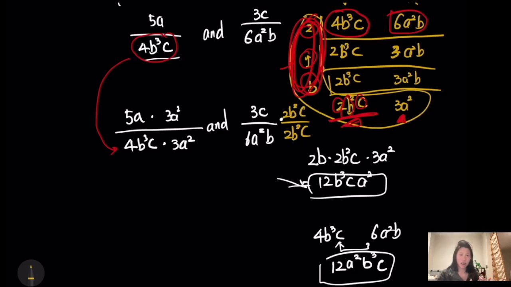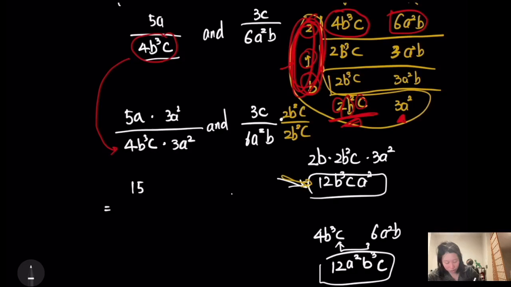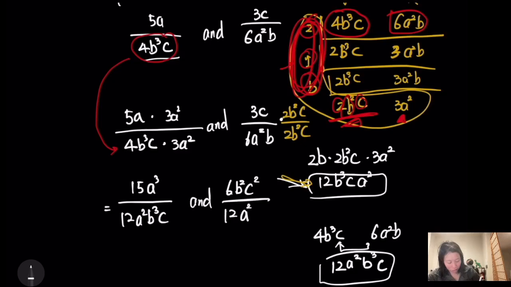If you feel like the first method I used is too complicated, you can just do it by yourself, calculate it. It's relatively easier. All right, so on the top, I have 15a cubed over 12a squared b cubed c, and the second fraction I got 6b squared c squared over 12a squared b cubed c. Now we can do operations such as subtraction and addition. This is very important. We learned that because we want to do more operations with the fractions.